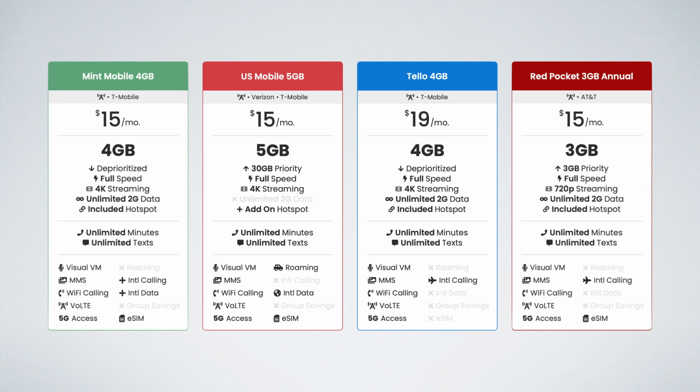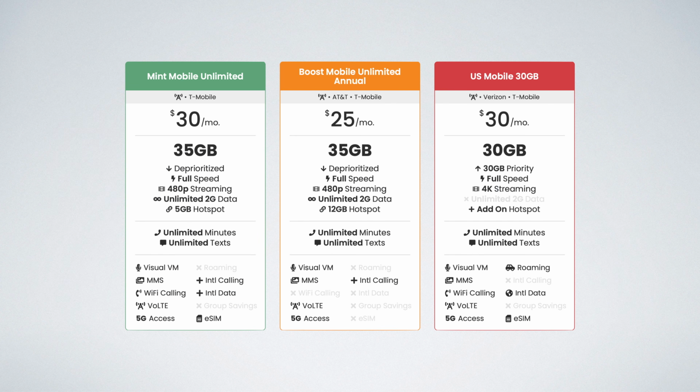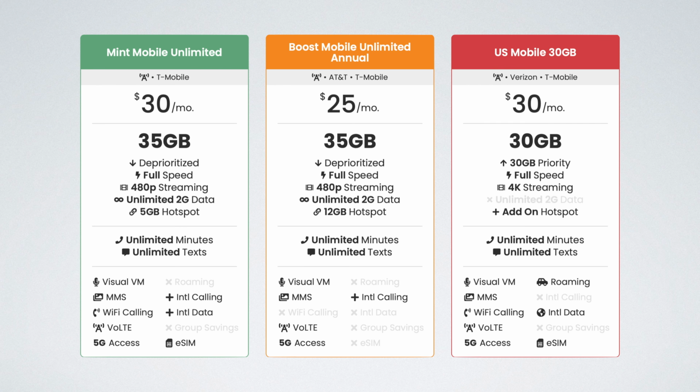If you do need more data though, then the best high data plans come from Mint Mobile, Boost Mobile, and US Mobile. For around $30 a month, you're getting a plan with between 30 and 35 gigs of data, which is over double the amount of the average use here in the United States.